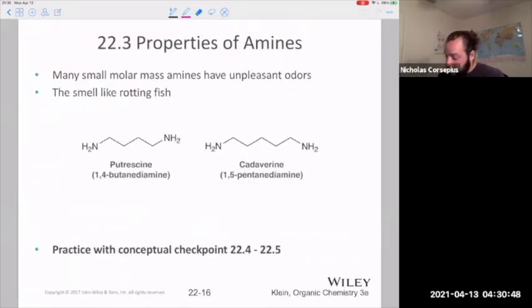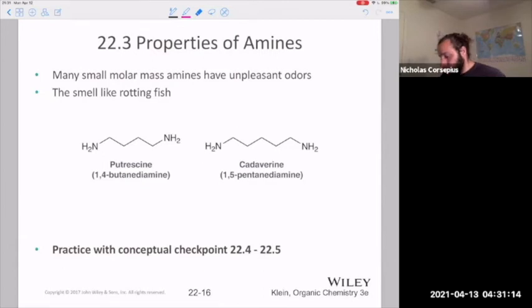Of course, in terms of nomenclature, when we're talking about having multiple amines there, notice how again we include that E: butanediamine, because we don't want to have butanedi. You don't want to have those two consonants running together. So you keep the E on there.